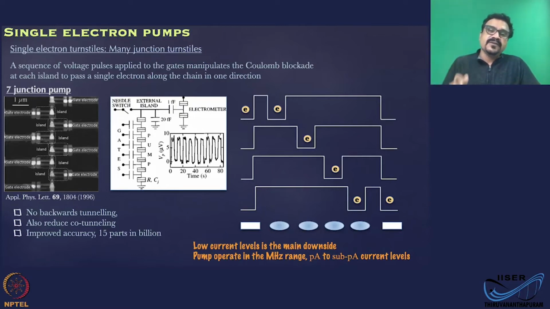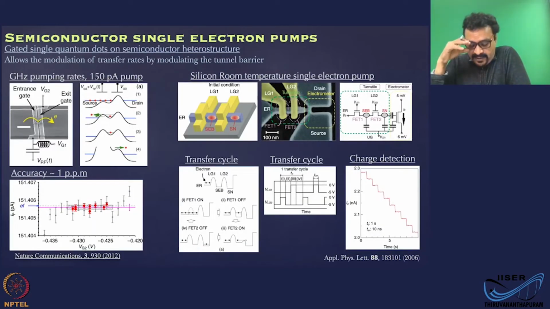So the solution is you need something where you can modulate or modify the tunnel barrier by voltages periodically. That is not possible with these metallic tunnel junction systems or metallic single electron pumps. For that we need to look into some other material system where all these parameters are controllable. Compared to the metallic single electron pumps, semiconductor single electron pumps based on semiconductor quantum dots, precisely the gated semiconductor quantum dots, can operate on a much faster time scale, at much higher frequency.